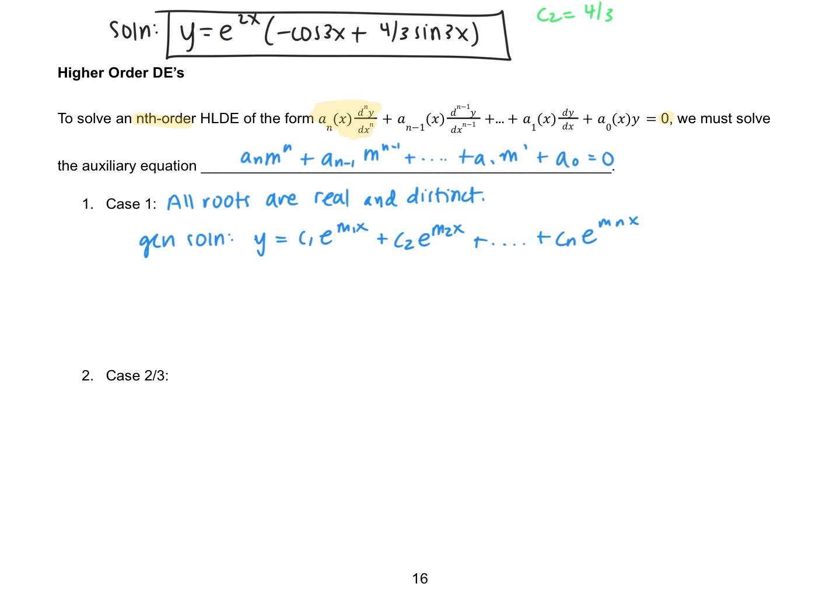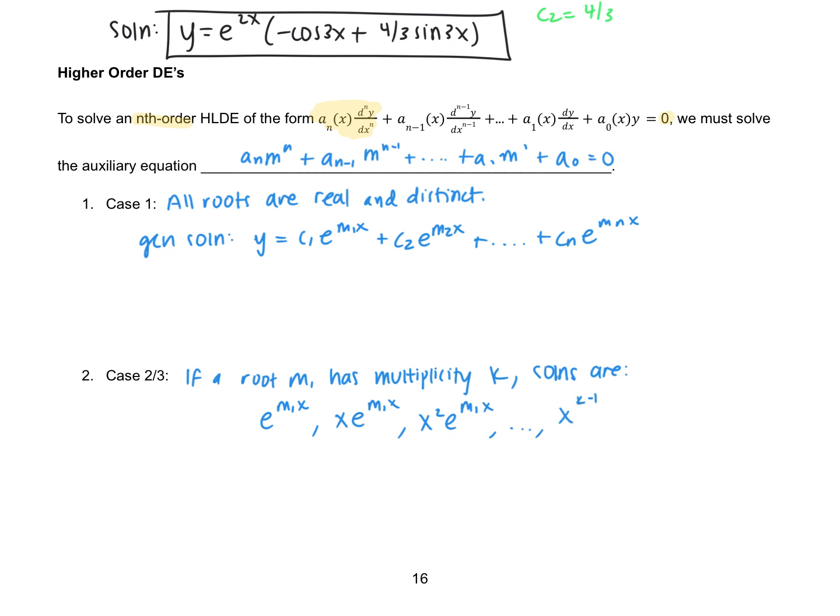And then cases 2 and 3 we put together. Let's say that we have a root m1 that has multiplicity k. Then the solutions would be the following. We would have e to the m1x. The next solution would be x e to the m1x, like we saw before. And then we would have x squared e to the m1x, all the way up to x to the k minus 1 e to the m1x.